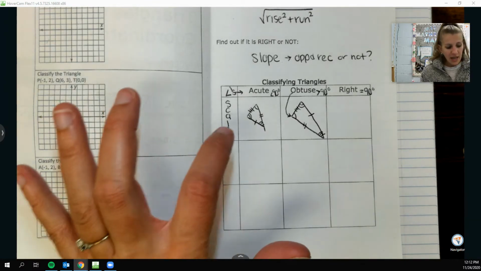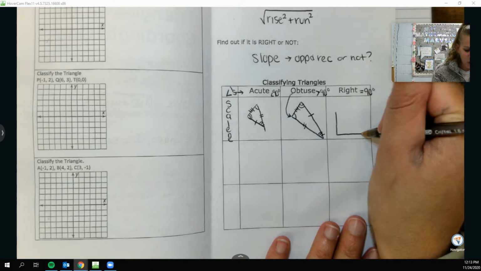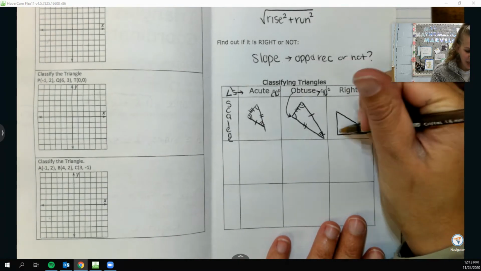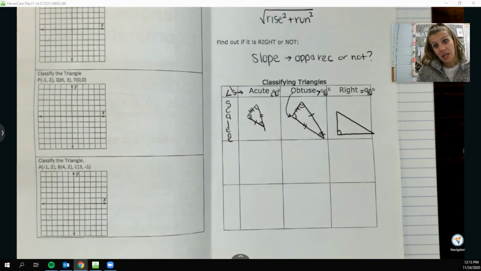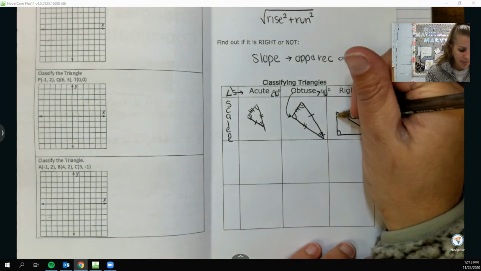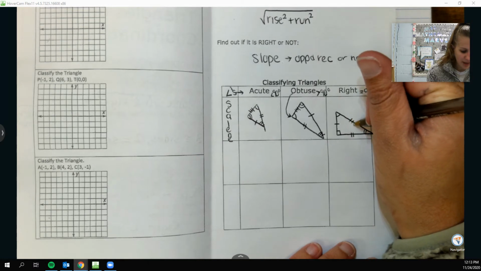You can also be a scalene right triangle if you have one right angle and then the other two will definitely be acute because they have to add up to 90. So each one would have to be less than 90. And again, all your sides are different.